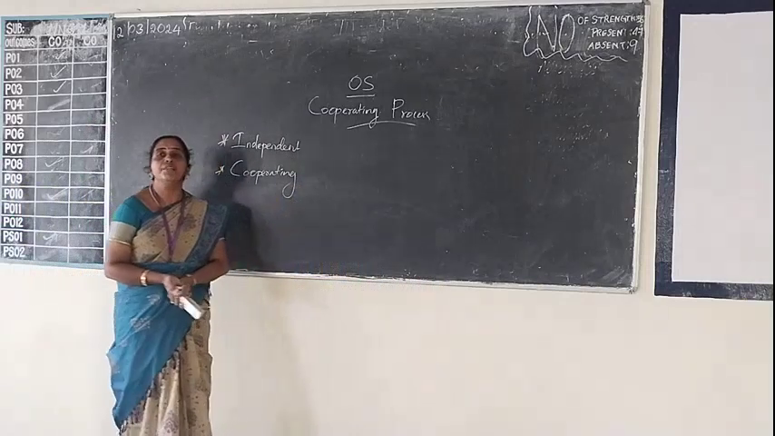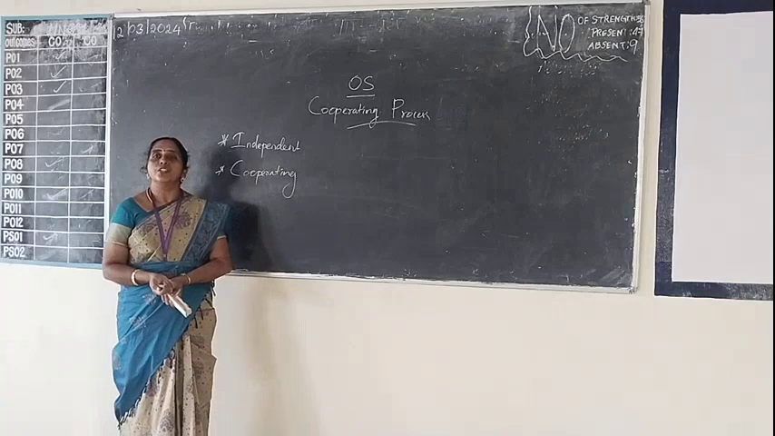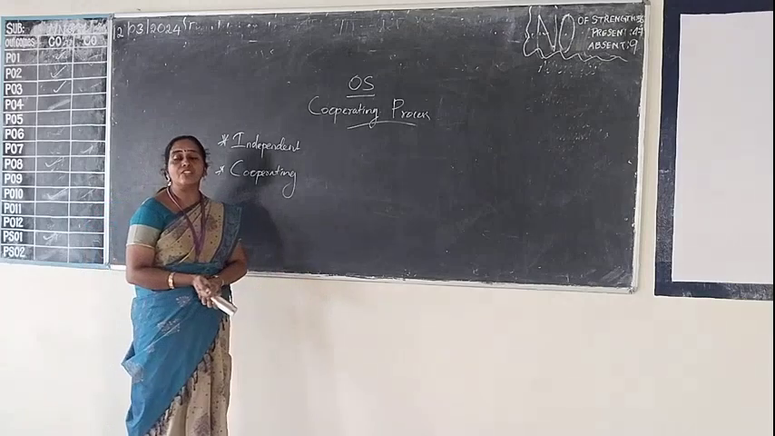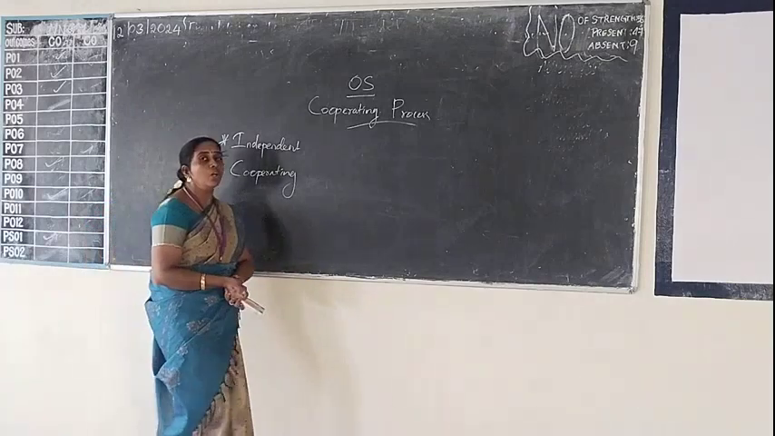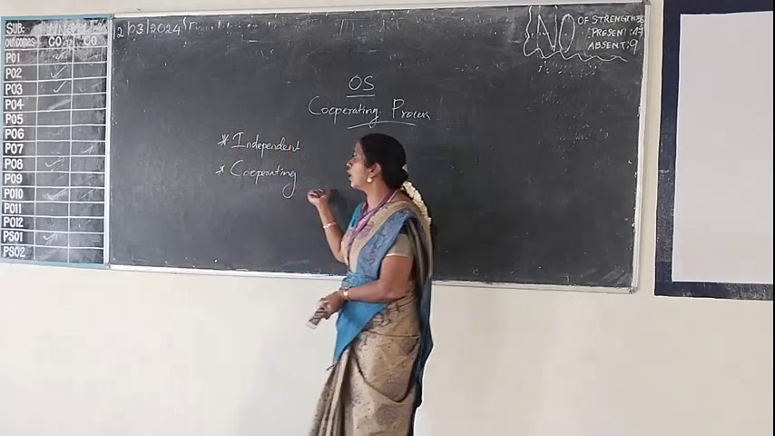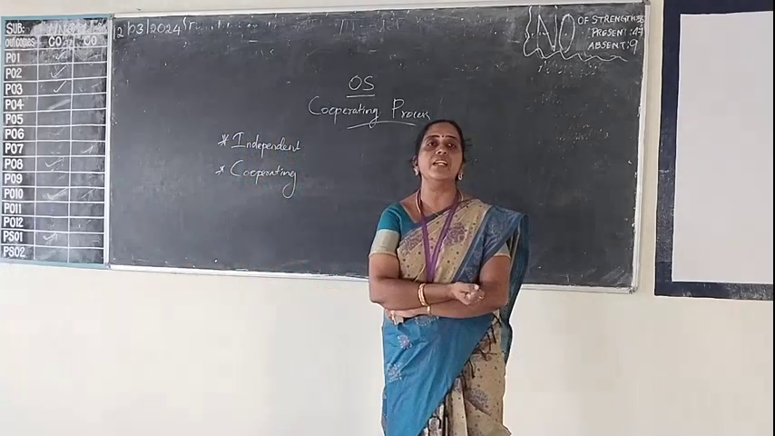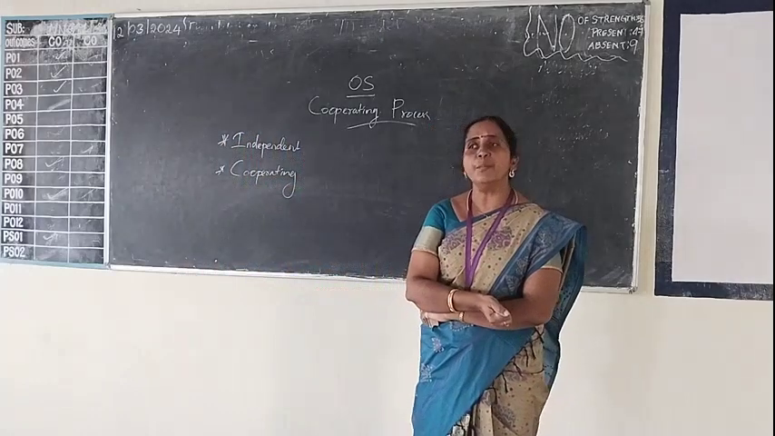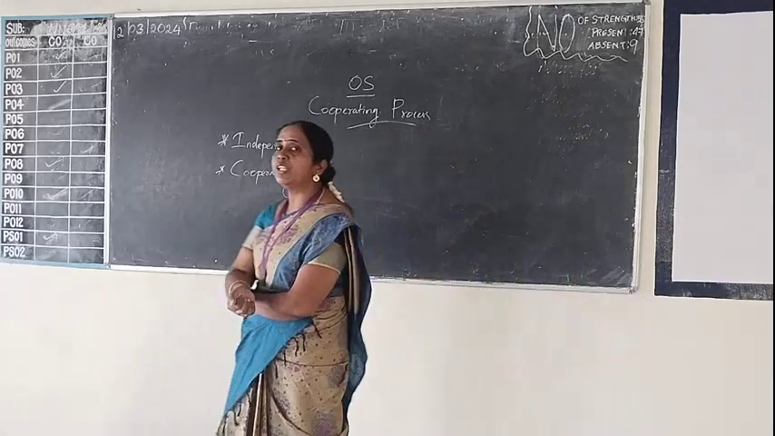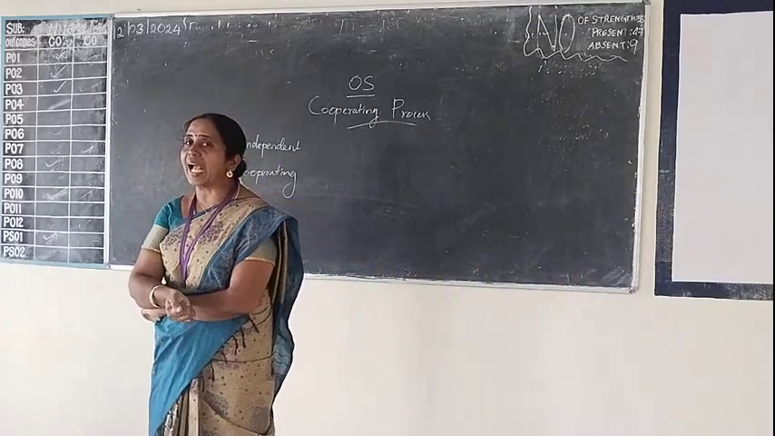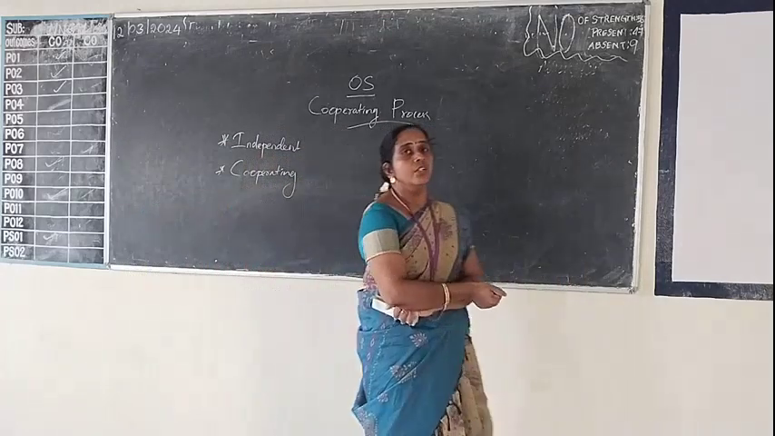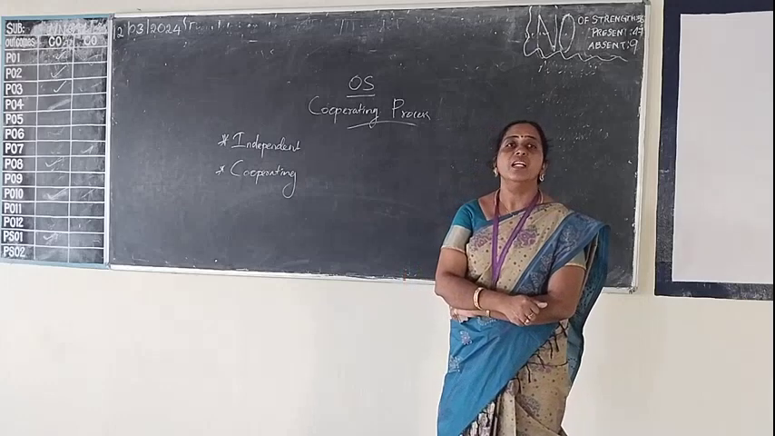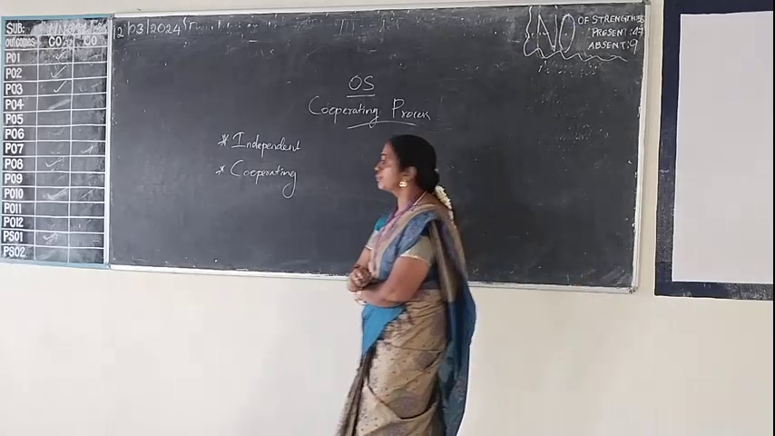Cooperating classes: if the process is affected by other classes executing in the system, it is called cooperating classes. So there are two classes possible: independent classes and cooperating classes. In cooperating classes, there is a communication between the two classes, even though the two classes cannot share the same address space. So the communication between the cooperating classes can be performed by inter-process communication.